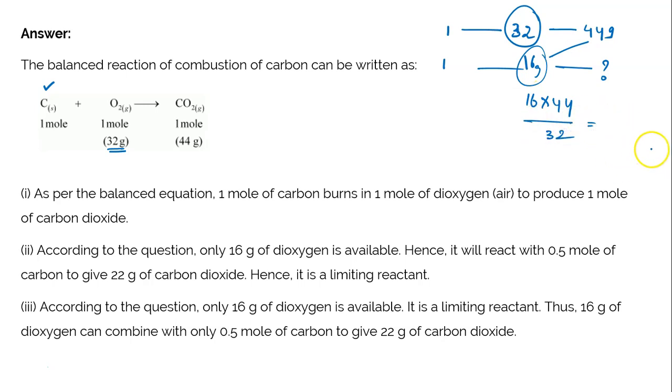I hope you all know the unitary method. So this on simplification will give you 22 grams. So you'll be having 22 grams of carbon dioxide produced. As per the balanced chemical equation, 32 grams of oxygen can give you 44 grams of carbon dioxide. 16 grams can give you how much? Cross multiply and find out the answer. So the answer for the second part is 22 grams.